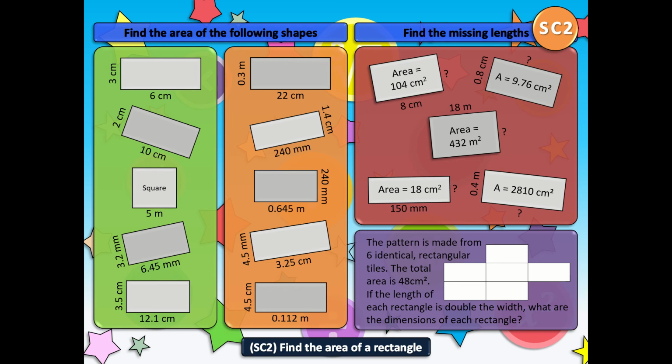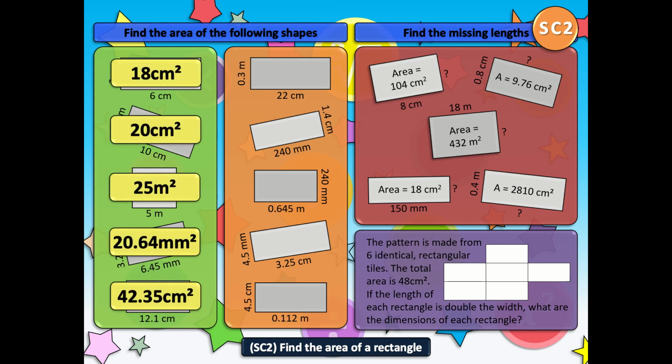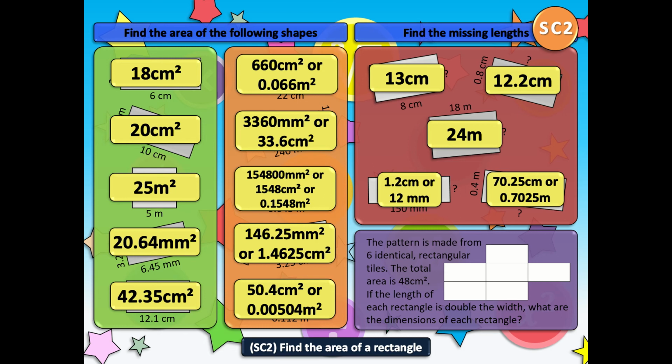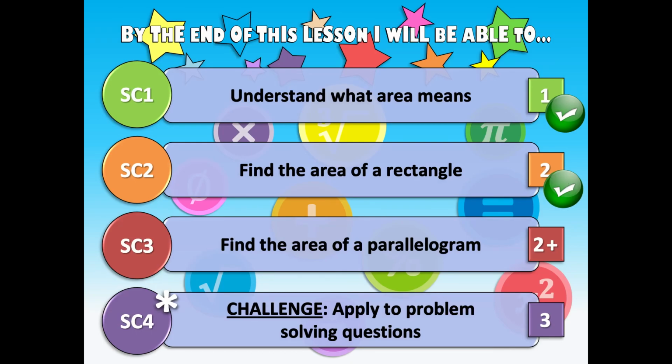Here are your answers. So there's your green answers. There's your amber answers. There's your red answers. And there's your purple answer. And now we've completed success criteria 2. So now we're going to move on to number 3, and this is to find the area of a parallelogram.